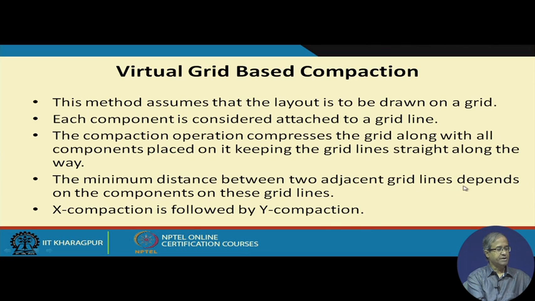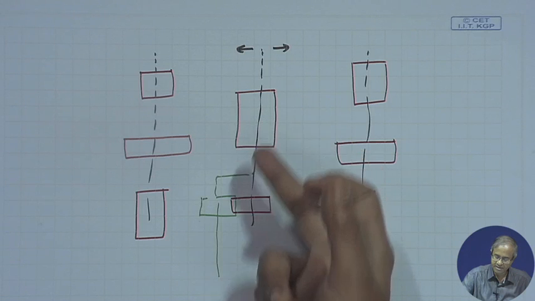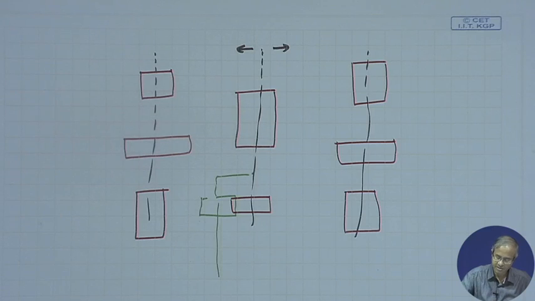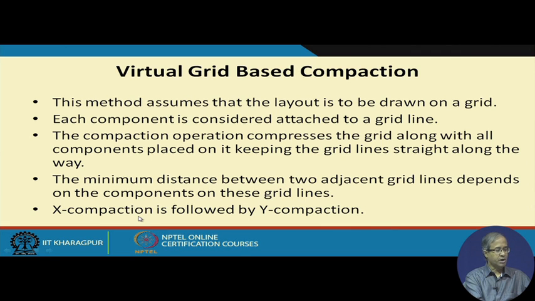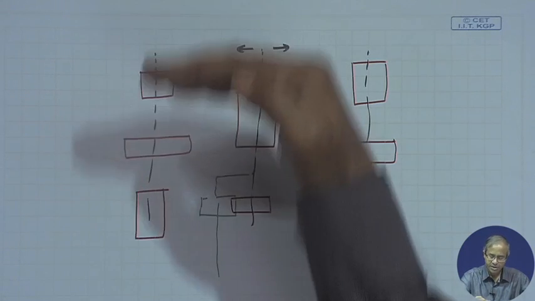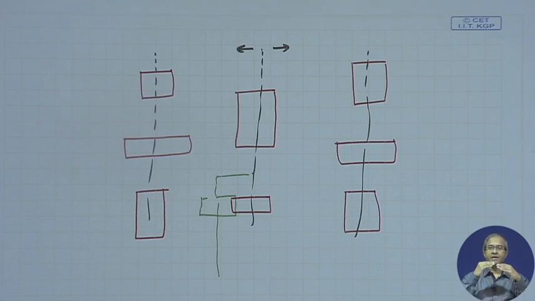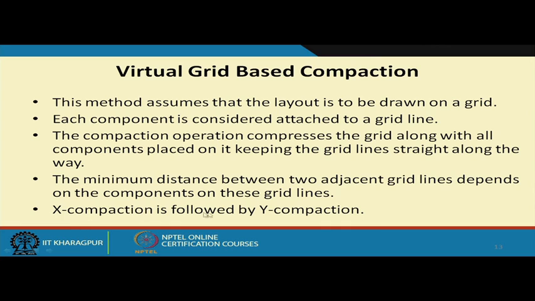So, the minimum distance between two adjacent grids depends on the components on these grid lines. Component means, let us say this can be metal, this can be diffusion, this can be metal, this can be polysilicon, this can be metal. So, depending on them, this separation will be defined. You can do a compaction along the x direction, you can also do a compaction along the y direction. You can define the wires vertically, which means you are doing x direction compaction, or you can define these grid lines horizontally, which means you will be doing compaction in the vertical direction. So, you can do x compaction followed by y compaction or vice versa, both you can do. Okay.